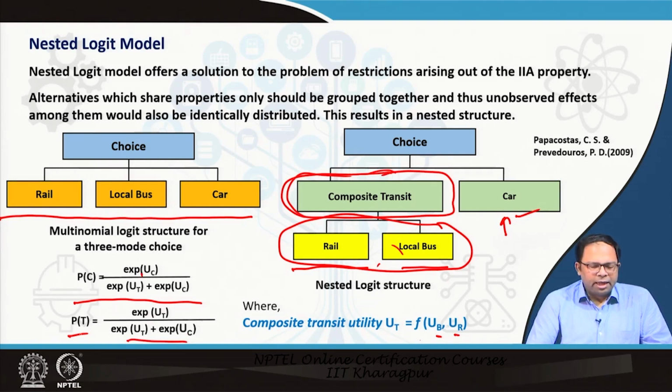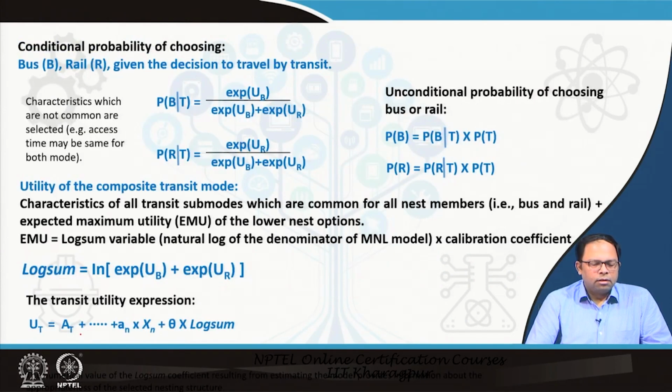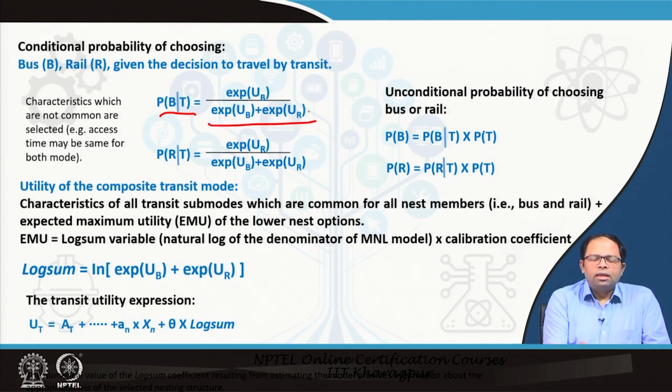Now, once we have done that, next we determine the probability of bus given the decision to travel by transit. So, there it is exponential of UB divided by exponential of UB plus exponential of UR. This is the second level multinomial logit model, or in this case binary logit model, that we need to estimate for bus and rail, given that the decision is to travel by transit.